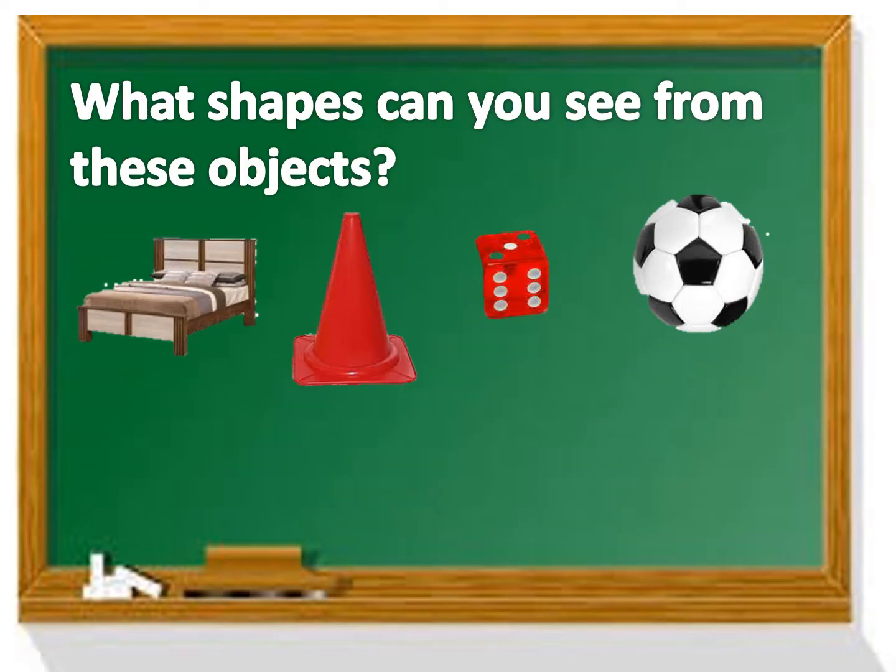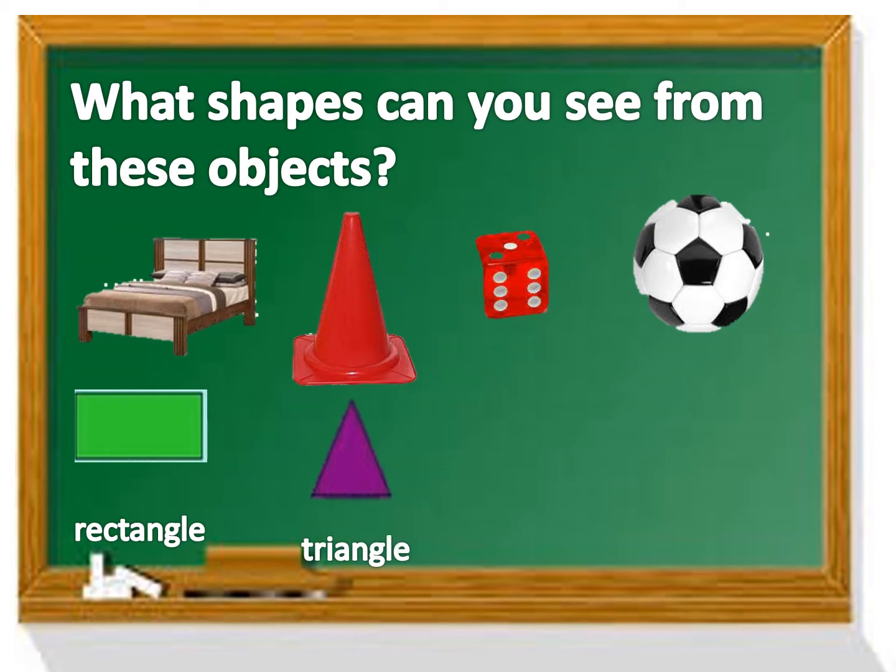Class, look at the pictures. These are the objects that you can see inside the boys' room. Bed and pillows, toy traffic cone, dice, and soccer ball. What shapes can you see from these objects? We can see rectangles from the pictures of a bed and pillows, triangles from the toy traffic cone, square from the picture of a dice, and circle from the picture of a soccer ball.